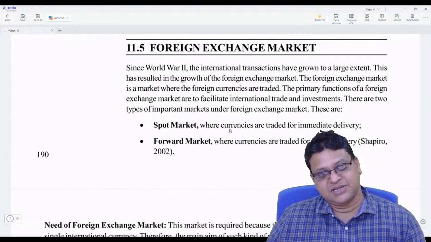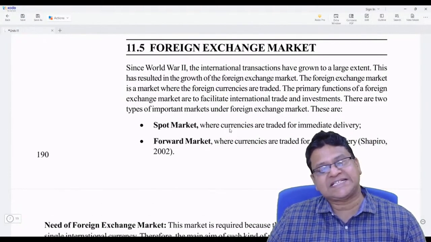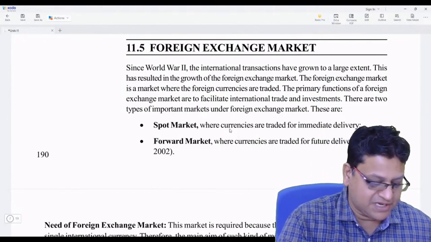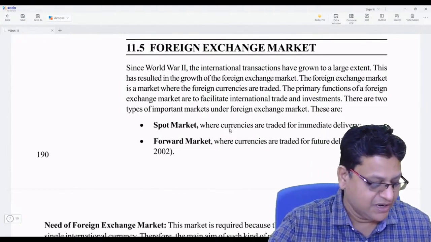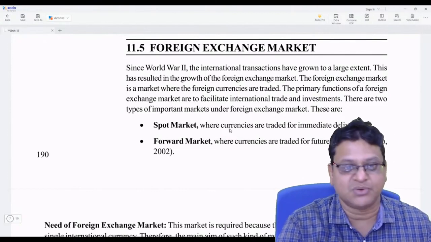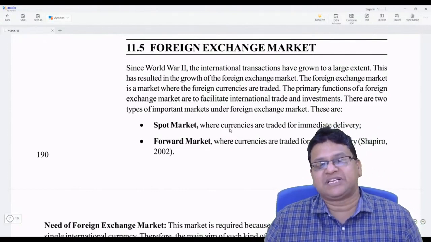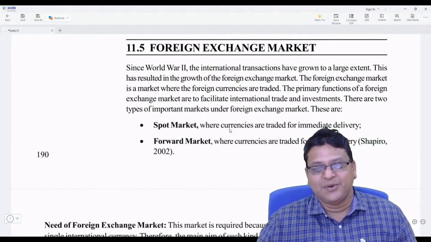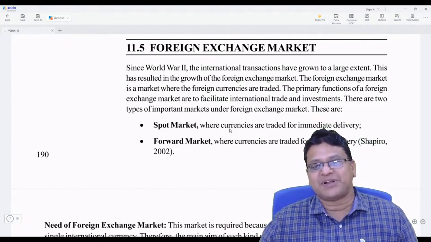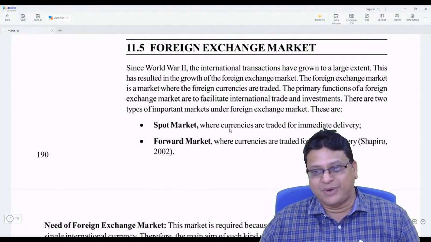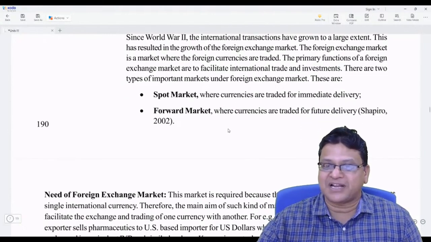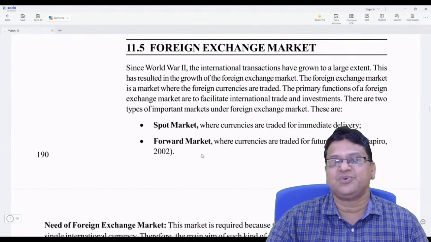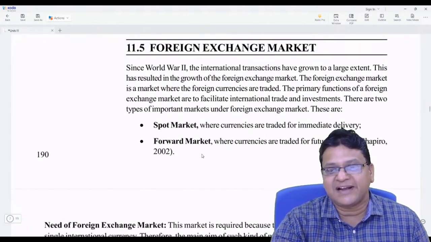Next, we will discuss a concept called foreign exchange market or forex market. What is forex market? How transactions are done in forex market? We will discuss all those things. So what is forex market? What is a fish market? A fish market is a market where different type of fish are bought and sold. So what is forex market? A forex market is a market where foreign currencies are bought and sold, where foreign currency are traded.